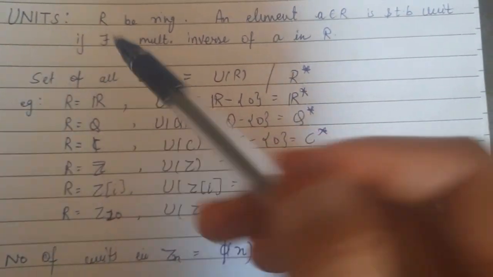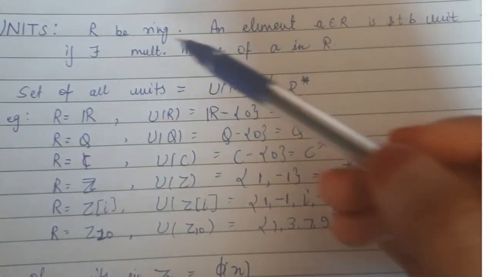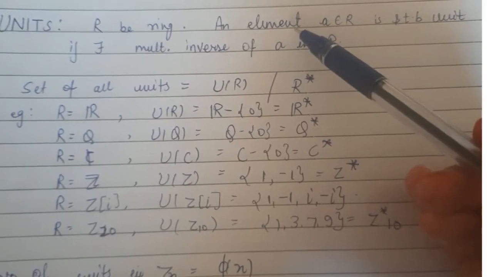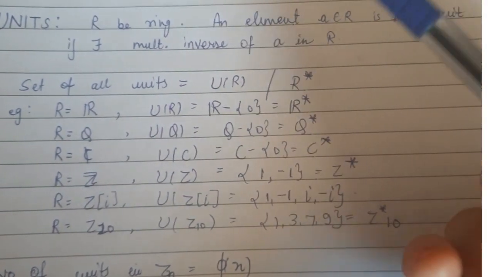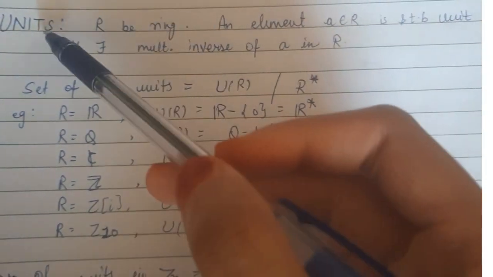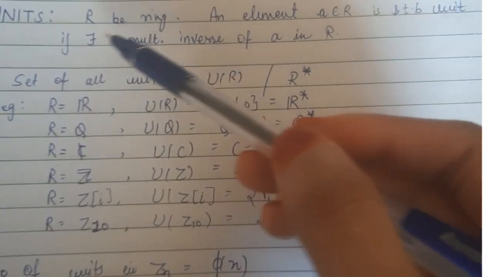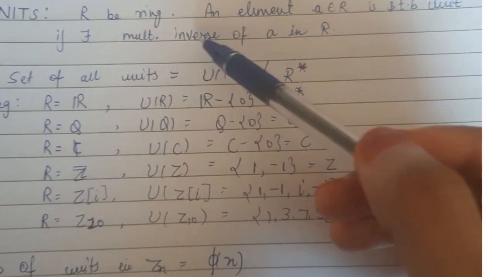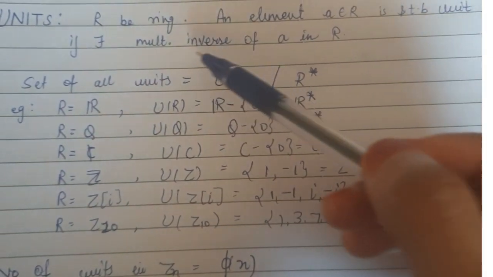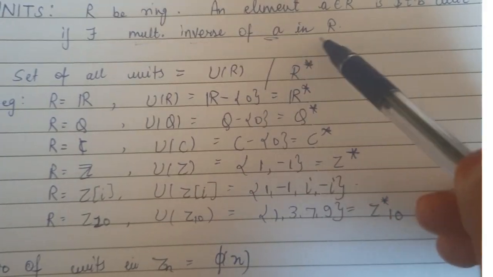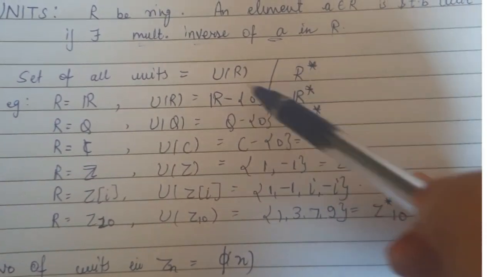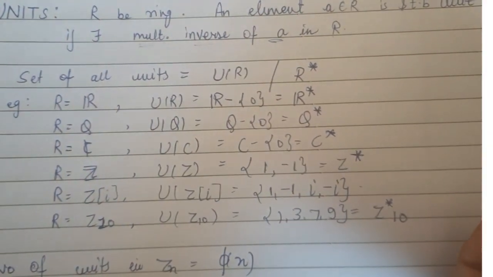Units in rings. Okay, so if R is a ring and there is an element, then when and how will we call it a unit? Basically, units are nothing but the non-zero elements in the ring whose multiplicative inverse exists. If the multiplicative inverse of an element exists in R, then that element will be called a unit.